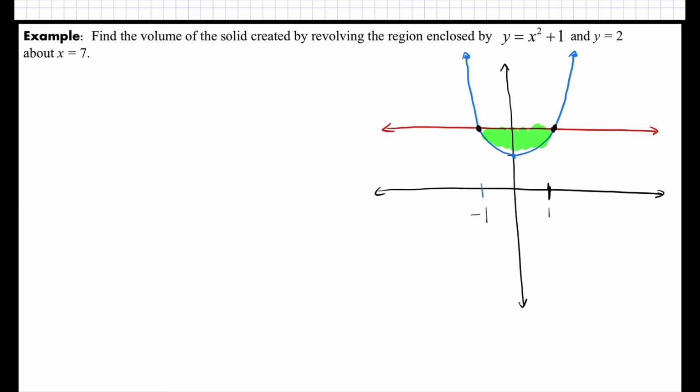Okay, so that part of the setup has been the same for all the problems we've done so far. The part that I've changed is the axis of revolution, where you're revolving around. Well, this one's x equals 7.